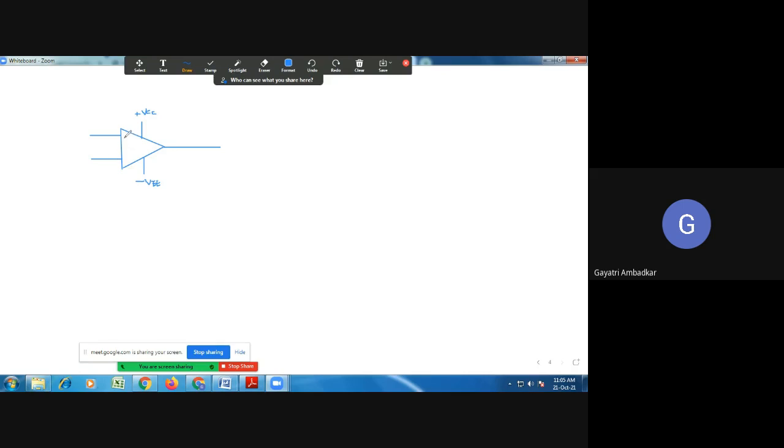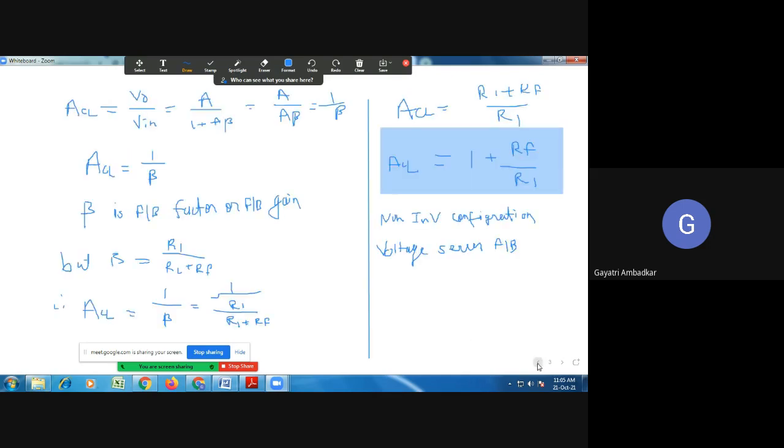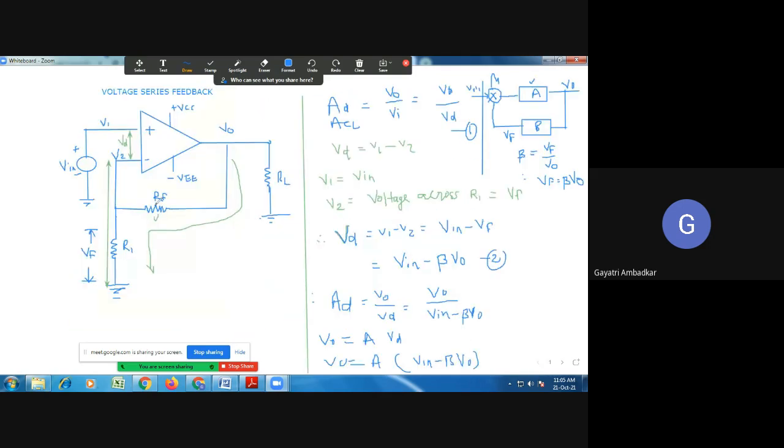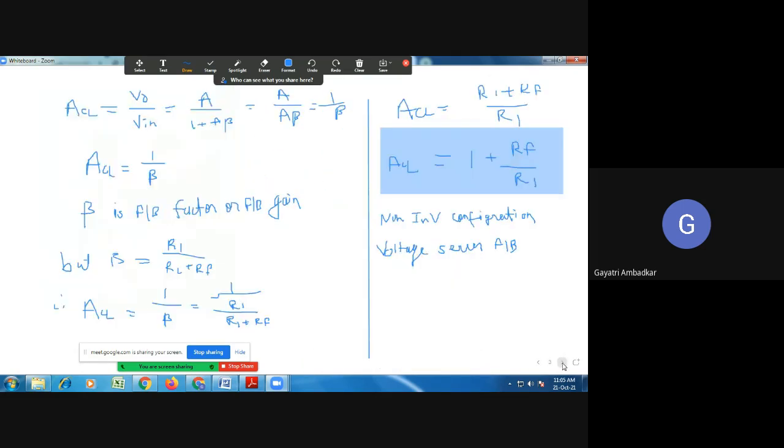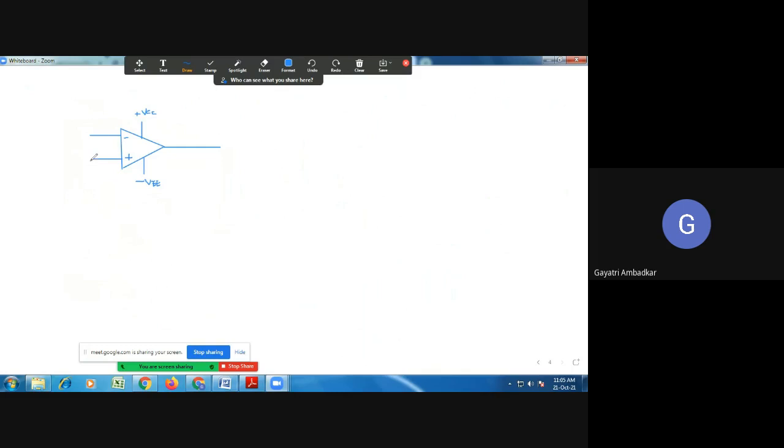Okay, now for convenience, I will show here minus and this is plus. So in the previous diagram, look at the positive terminal. What I have done, connected input signal. So same thing I will do here. I will connect here input signal V in.